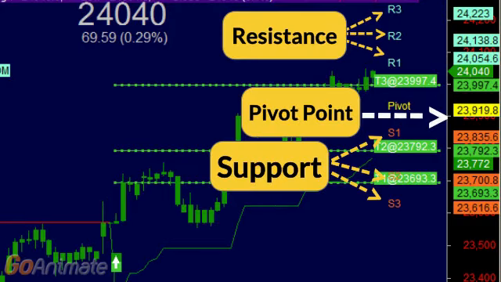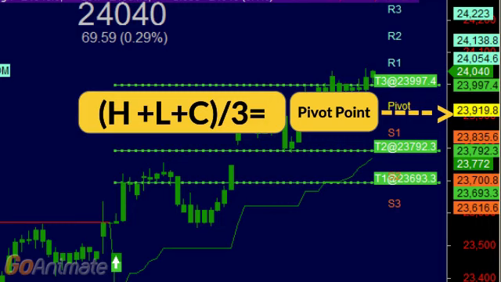In this formula, a yellow color line appears as the pivot point, while the levels of support and resistance are also seen. Pivot point is yesterday's high price plus low price plus close price divided by 3, and we get the price of the pivot point. Possibly, if it is trading above the pivot point for intraday, it will be in the buy zone. And if trading below the pivot point, then for intraday, it will be in the selling zone.